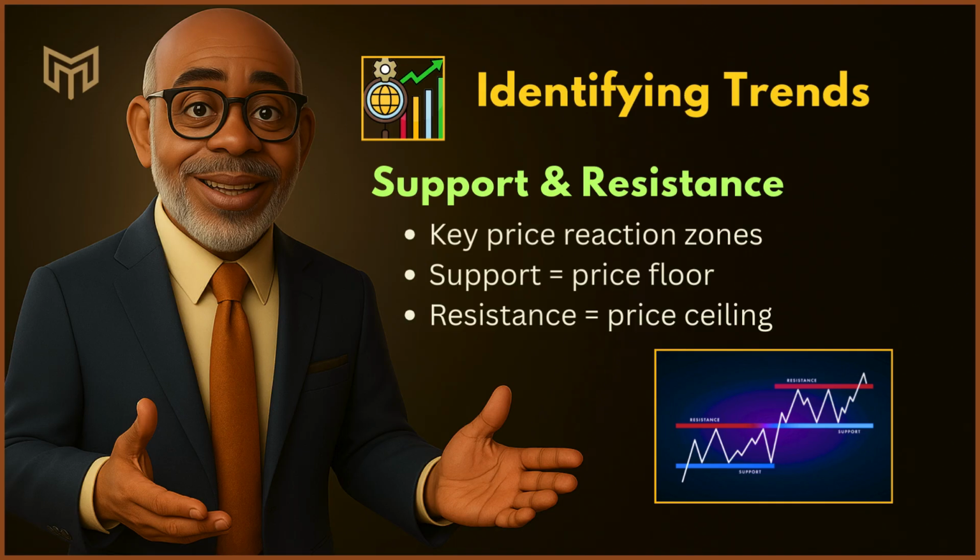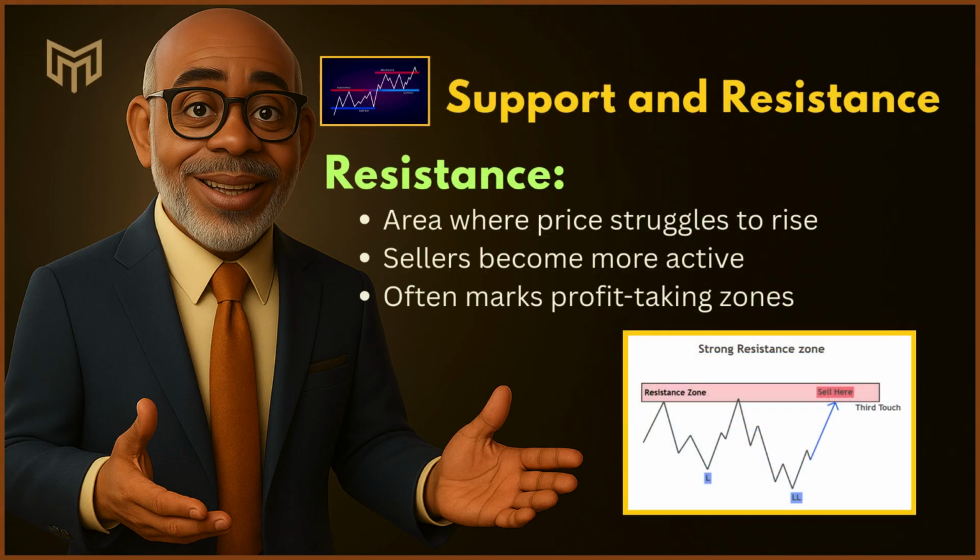Support acts like a floor, where buyers step in and selling pressure slows. Resistance acts like a ceiling, where sellers become active and buying pressure fades. These key levels form because traders remember previous price levels and act on that memory when price returns to those areas. Let's look at resistance first.